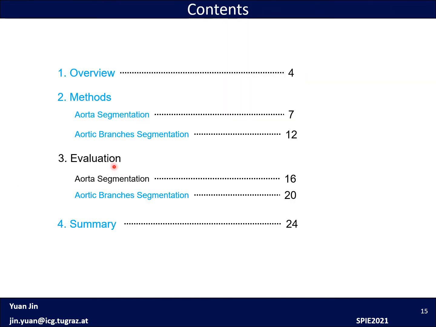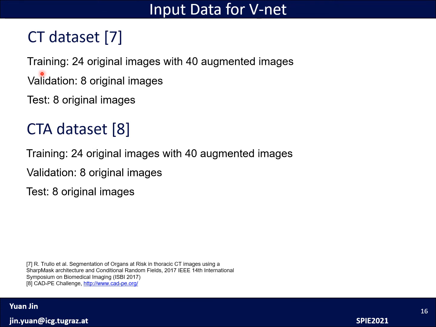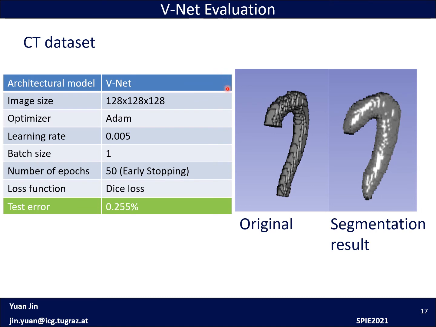Next is the evaluation part. For both datasets, we have 24 original images with 40 augmented images for training, 8 original images for validation, and 8 for testing. Here's the optimized hyperparameter for CT datasets of the deep learning part, which got 0.255% test error. Here's the original image and the segmentation result for examples.